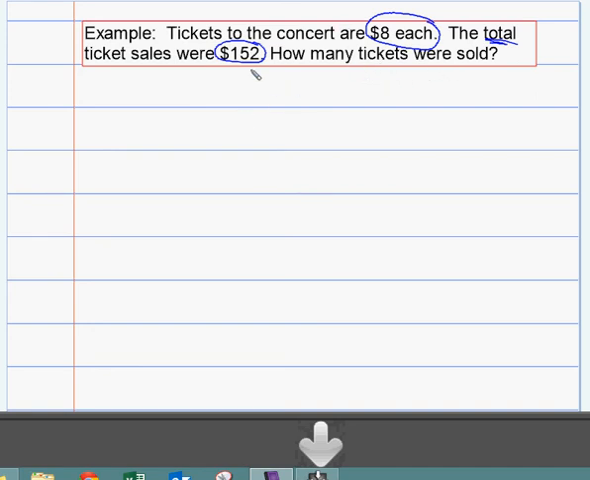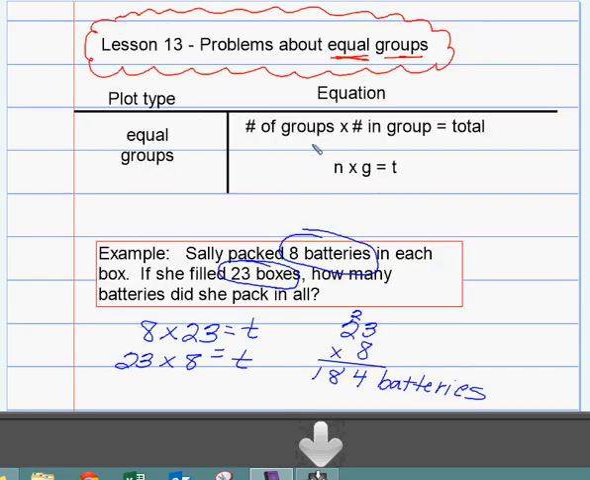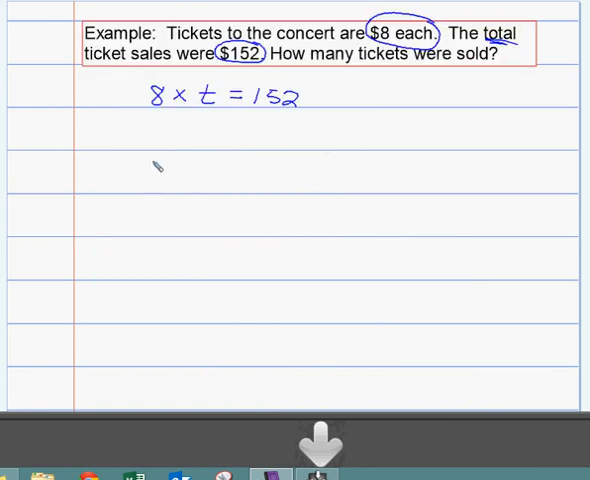Okay, so each ticket is going to cost $8, so we have $8 times the number of tickets is going to equal our total, 152. And remember, this is money. I'm just not going to put the dollar signs in there yet. So this is each ticket costs $8. So you can think of the number of groups, that'd be the number of tickets, and the number in each group would be like the cost, $8 per ticket. So remember that when you're missing a factor, you always divide.